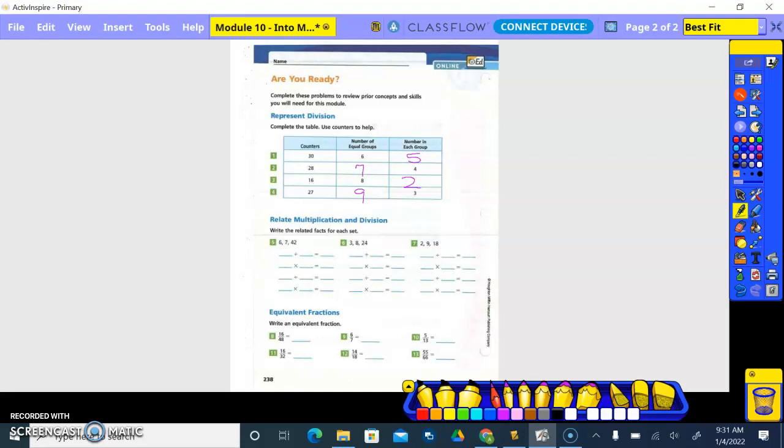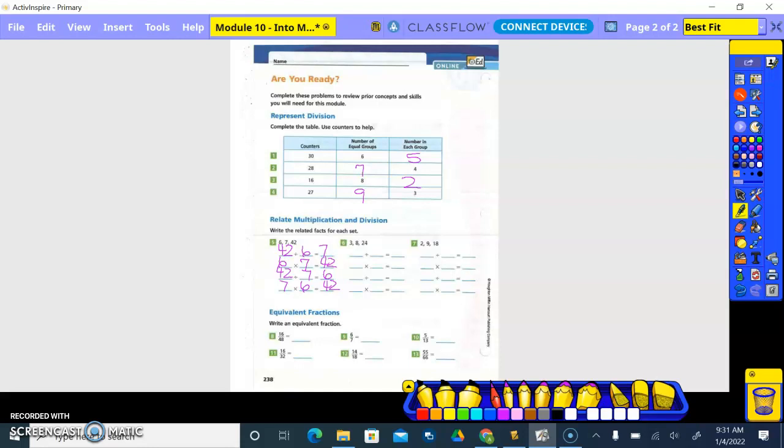Relate multiplication and division. Write the related facts for each set. So we have a division sign. So what would have to be out front? 42 divided by 6 equals 7, right? 6 times 7 equals 42. We have a division sign again, so what has to be out front? 42 divided by 7 equals 6. And then this time it would be 7 times 6 equals 42.